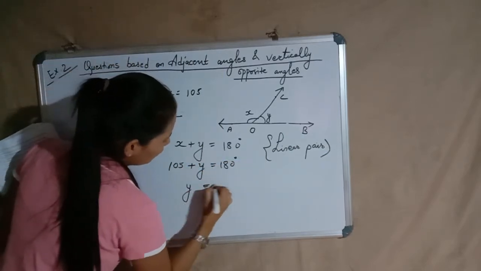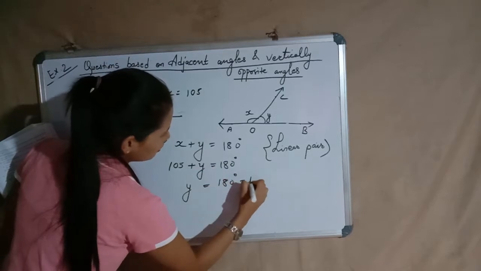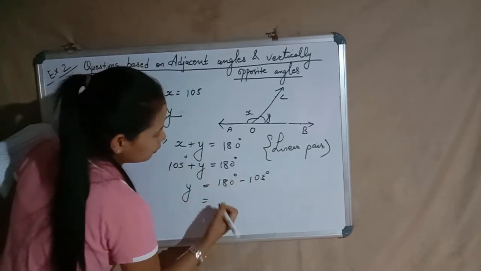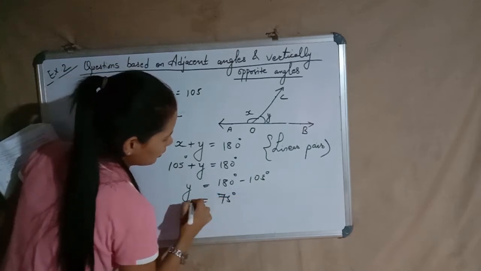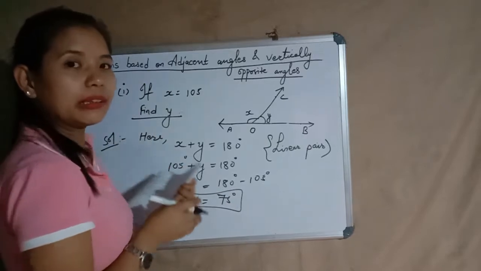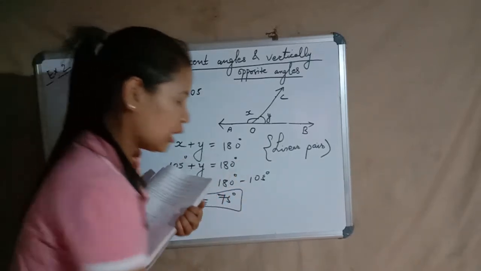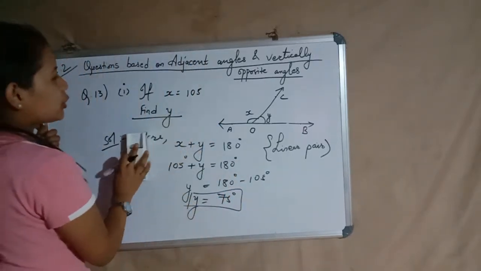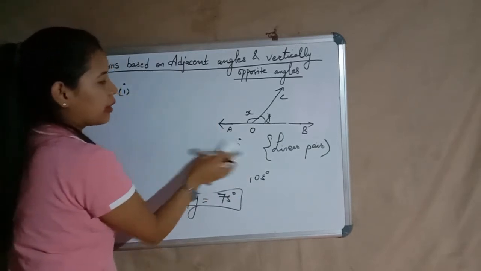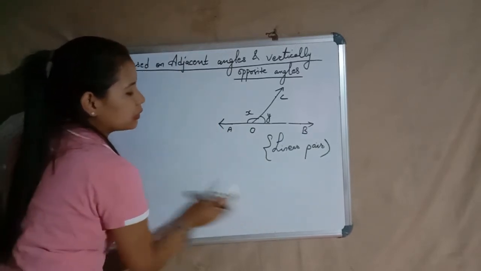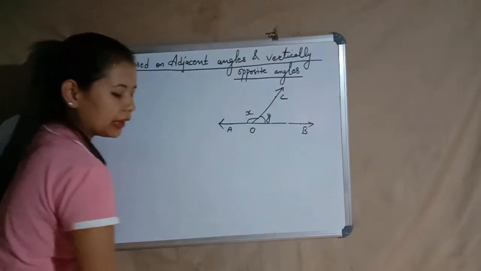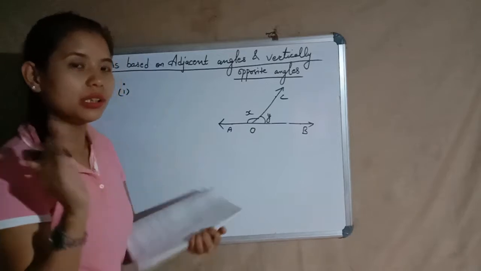So y will be equals to 180 degree minus 105 degree. Okay. So this is equals to how much? 75 degree. So our value of y is 75. Is that clear? It's very simple. So see here children, you just need to use your logic. Okay, so the diagrams will be given, the facts will be given, the answer will lie in just the logic.